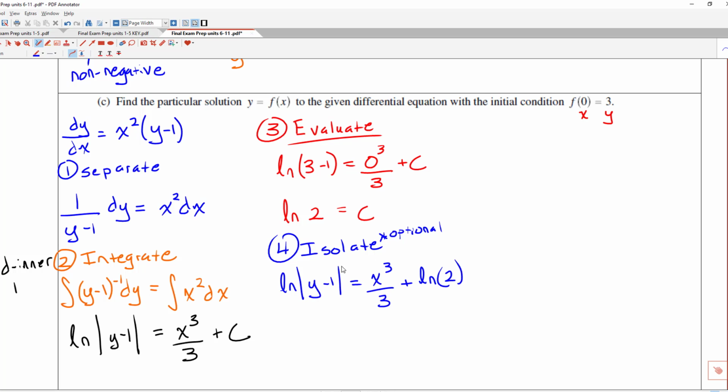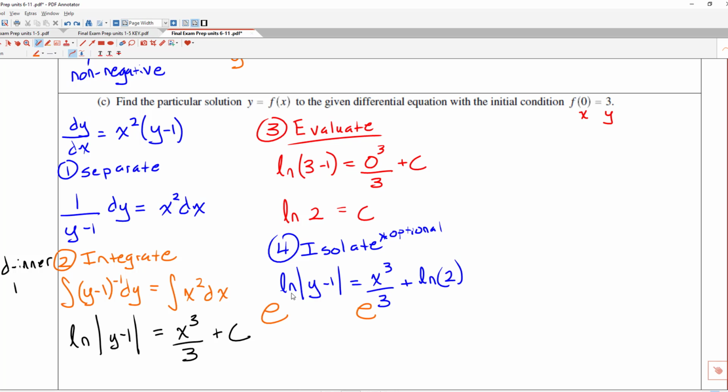So how do I get rid of the natural logs? It's called exponentiation. It's a fancy way of saying do e to the power of that side and e to the power of that side. You have exponentiated both sides. So there's my new equation. The equal sign should really be down here now, but whatever.